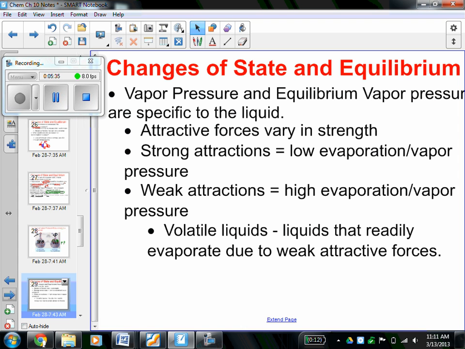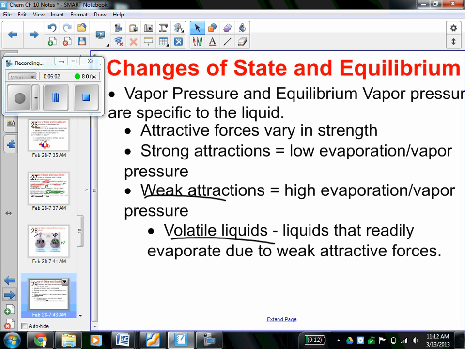Okay, so strong attractive forces means the particles are really attracted to one another, and they'd rather stay in the liquid phase, so you're going to have a low rate of evaporation with low vapor pressure. If you have weak attractions, then the particles aren't so sticky. They now detach from each other and they have a high evaporation rate. And if you have a lot of evaporation, then you must have a high vapor pressure. Okay? And these weak attractions are called volatile liquids.